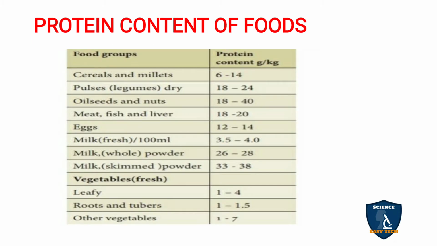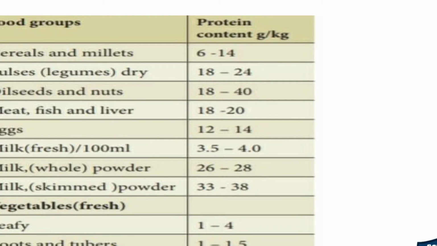Next, we will see the protein contents of foods. Food groups, protein contents in grams per kg. Cereals and millets, it is 16 to 14 grams per kg. Pulses, legumes, that is dry pulses, 18 to 24 grams per kg. Oil seeds and nuts, again it is 18 to 40 grams per kg. Meat, fish and liver, 18 to 20 grams per kilogram. Eggs, 12 to 14 grams per kg.